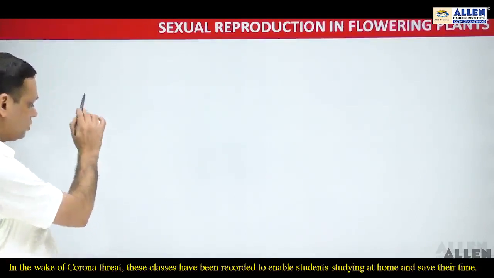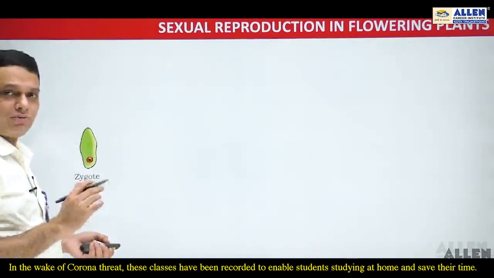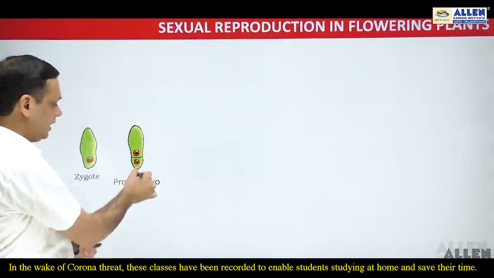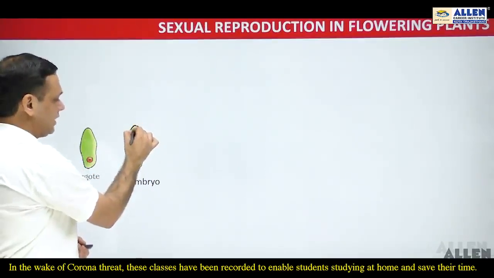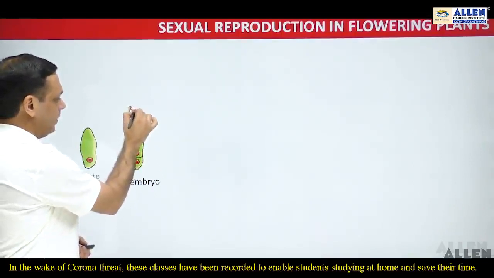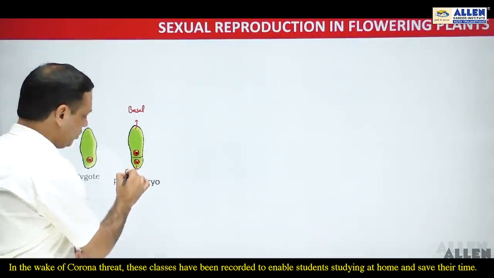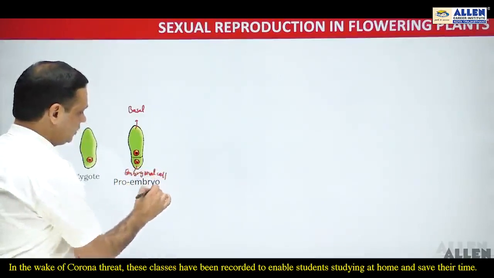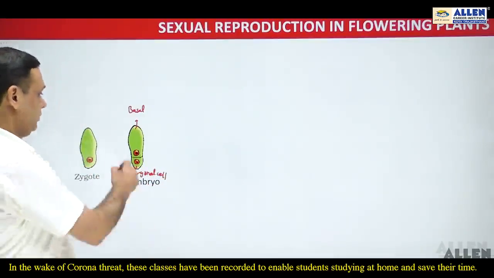This is the zygote, which is present at the micropylar end. When it undergoes transverse division after getting nutrition from the endosperm, it gives rise to two cells: one is the basal cell, or you can say suspensor cell, and this cell is the embryonal cell. This stage we can consider as the pro-embryo stage.